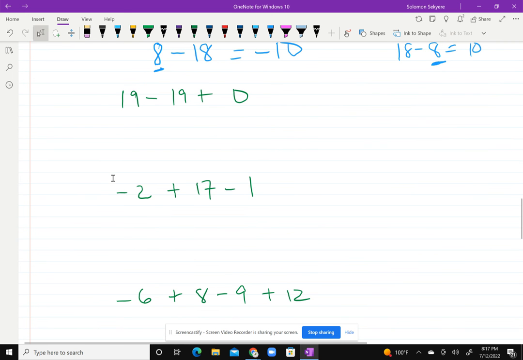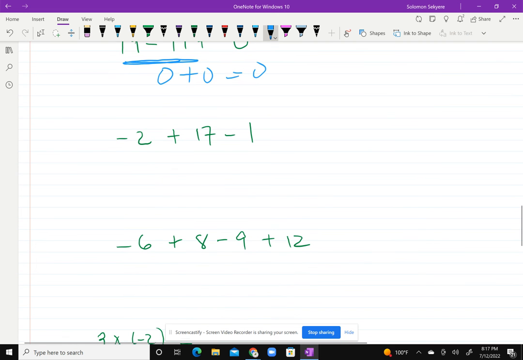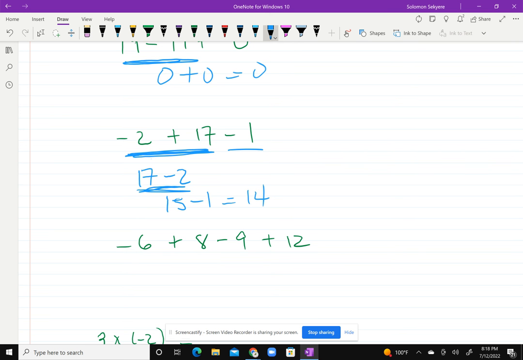What about 19? This is 0 plus 0 equals 0. Negative 2 plus 17. So we do 2 at a time. Negative 2 plus 17. What did I tell you? I said write your positive number first. 17 minus 2. So this part here is 15. And then you bring the last part, minus 1, which gives 14.